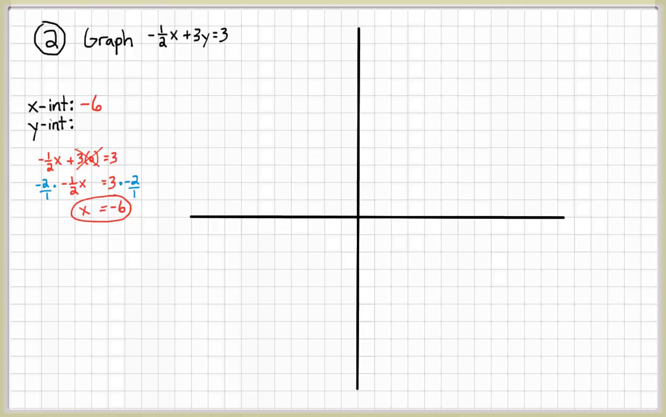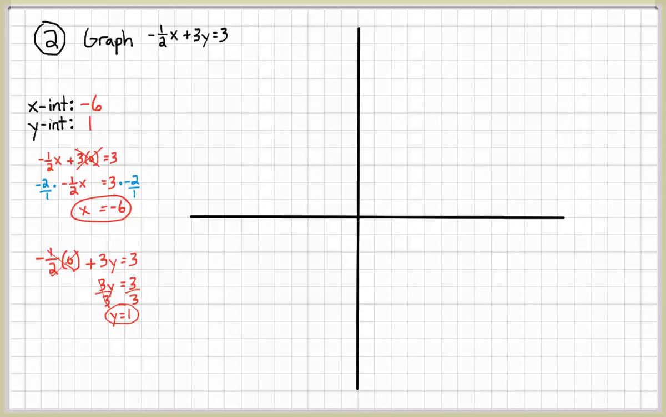All right, for the y-intercept, I'm going to plug in 0 for x. So instead of writing -1/2 x, I'm going to write -1/2 times 0, okay, plus 3y equals 3. -1/2 times 0 is 0, and I'm left with 3y equals 3. Pretty easy math. Divide by 3, divide by 3, y equals 1. So it looks like my y-intercept is 1.